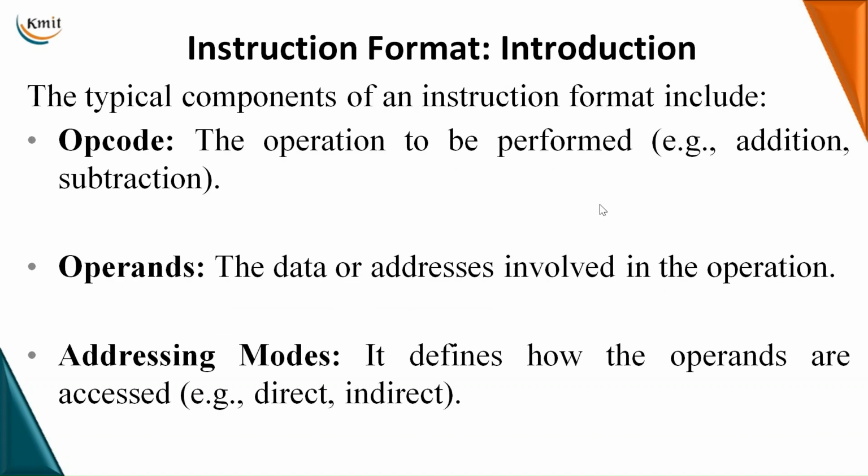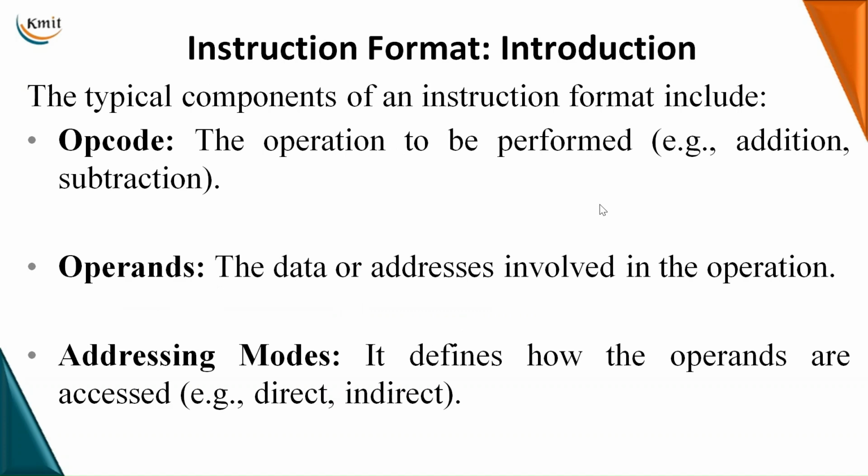If you see the typical components of an instruction format, it mainly contains three fields. As we have already discussed, there are three fields in an instruction format. The first is the opcode, then the operand, and the addressing mode. The opcode refers to the operation that has to be performed by the CPU on the particular data or operands. Here the opcode can be an addition operation or a subtraction operation, any type of operation that is specified with the help of the opcode field.